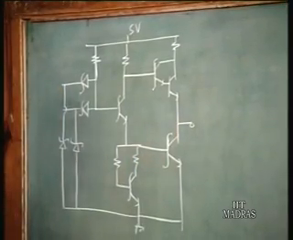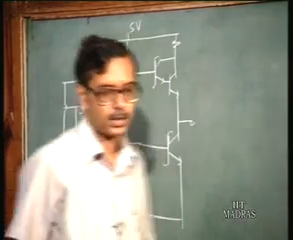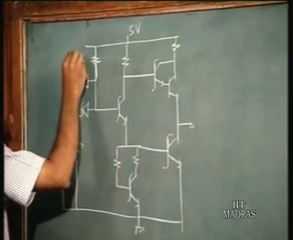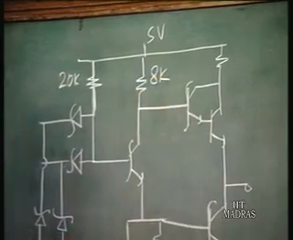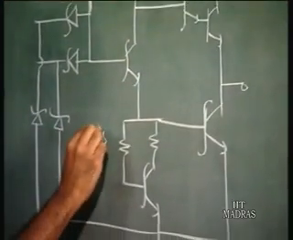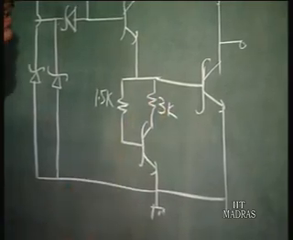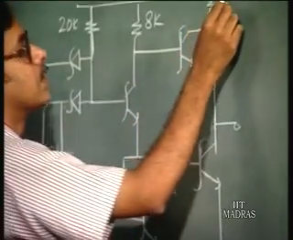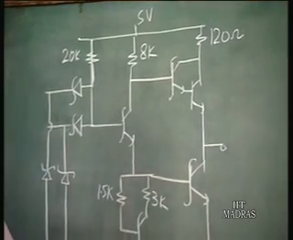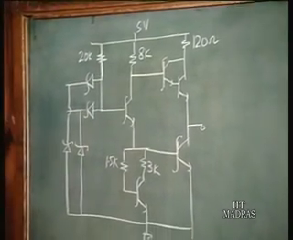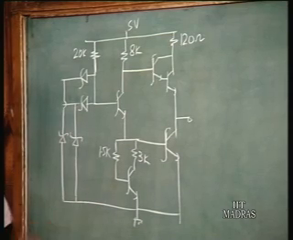Now the resistance values, just note down. So this was 20K, this was 8 kilo ohm, this is 1.5K, this was 3K, and this was 120 ohms. All right. Now, so this is the LS TTL gate.